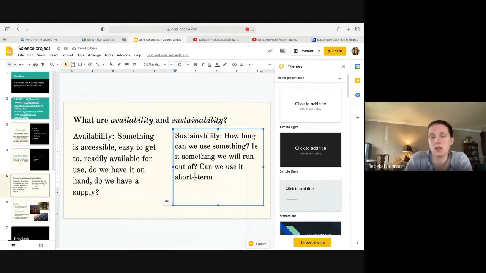Meaning, like, if it's something, say, for example, I said to you, oh, I found this really great fuel. They're called midichlorians, but we can only use them for a week. That would be like a short term use. Can we use it short term, long term, or in perpetuity? And perpetuity just means forever.